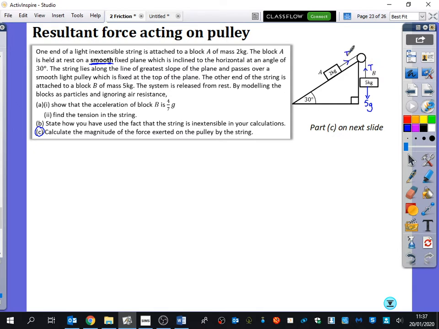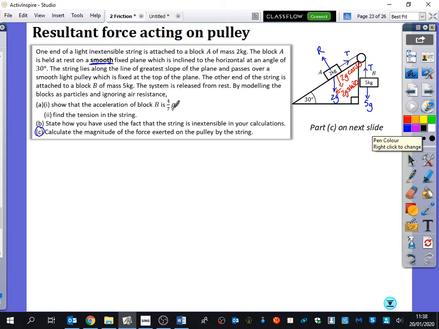Particle A, the tension feels like it's pulling you up the slope. You've got your weight and you've got your normal reaction. Obviously, though, there's no friction in this particular question, so it's actually pretty simple. And the angle is 30 degrees, so I'm going to just very quickly resolve these. So I have my 2g cos 30 and my 2g sine 30 that I have here.